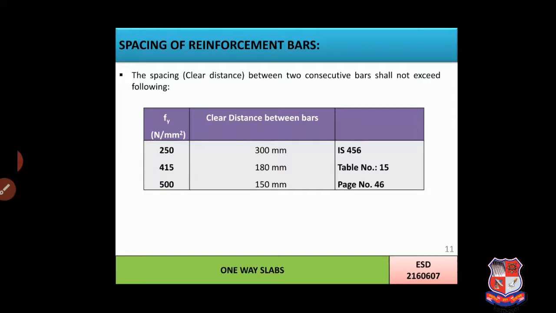Now spacing of the reinforcement bar: while deciding the number of bars, we have to maintain the spacing between the bars, that is given in the code. Now this spacing varies as per the grades of the steel. For example, for Fe 250, the clear distance between the bars should not exceed 300 mm. For Fe 415 it is 180 mm, and for Fe 500 it is 150 mm. It is given in the code IS 456, table number 15, page number 46.